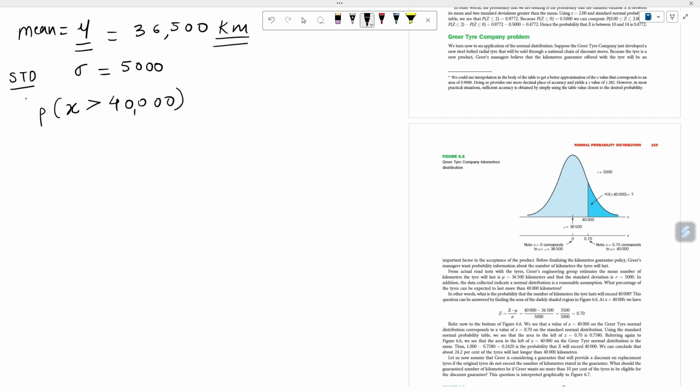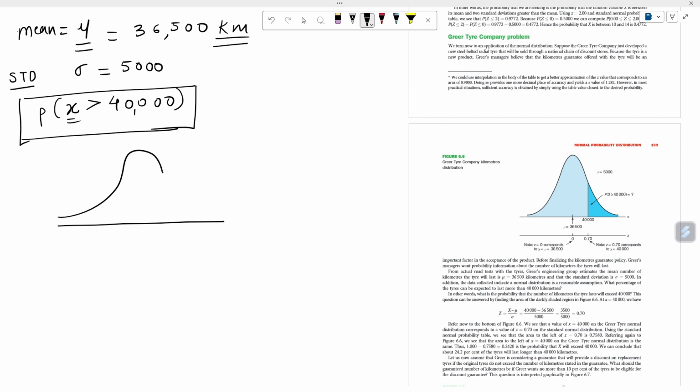So this is going to be our probability equation. They want to know the random variable x, which is the percentage, how much of the percentage is going to be more than 40,000 kilometers that the tires will last. This we have to calculate right now with the help of the normal probability distribution curve. So let's understand this.